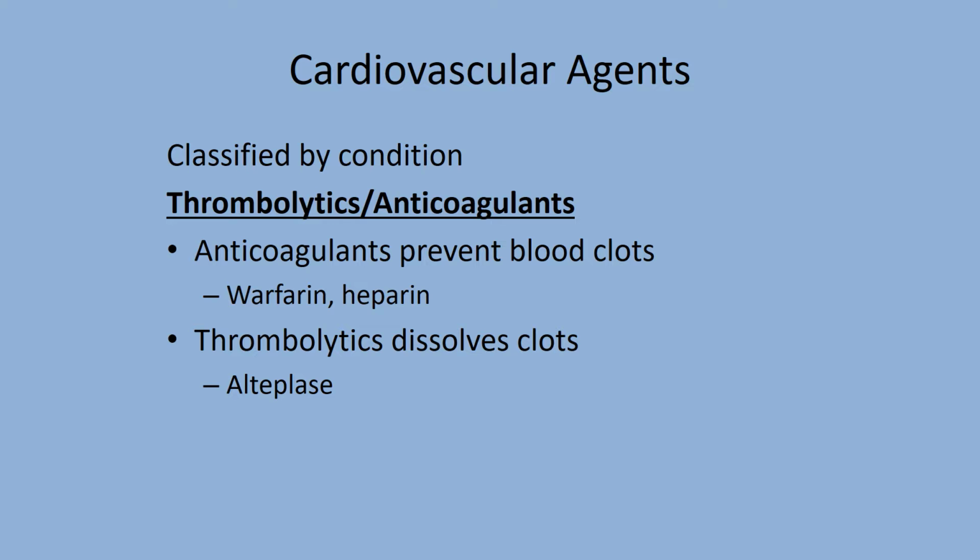Thrombolytics versus anticoagulants. Anticoagulants are going to prevent clots, but once a clot has formed, anticoagulants won't really help. A clot must form through an enzymatic process, and there are 13 different steps that have to take place for a clot to form. So once a clot has already formed, you're going to have to reverse that. You're going to have to give an enzyme that will actually dissolve the clot away.